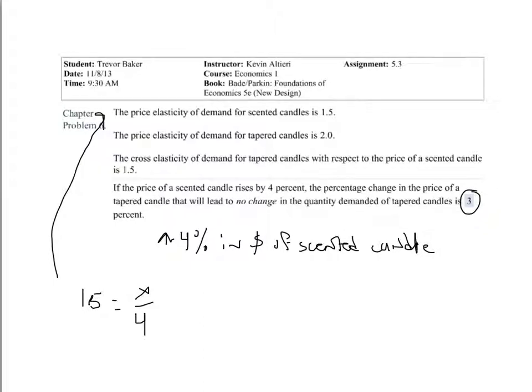Yeah? I thought the 4 was percent change in price. Yeah. It is, and that's why I put it on the denominator. Because the formula is percent change in quantity demanded over percent change in price, right? And so, to work this out, you get 1.5 times 4, because you're going to multiply both sides by 4, and you get 6 equals x.